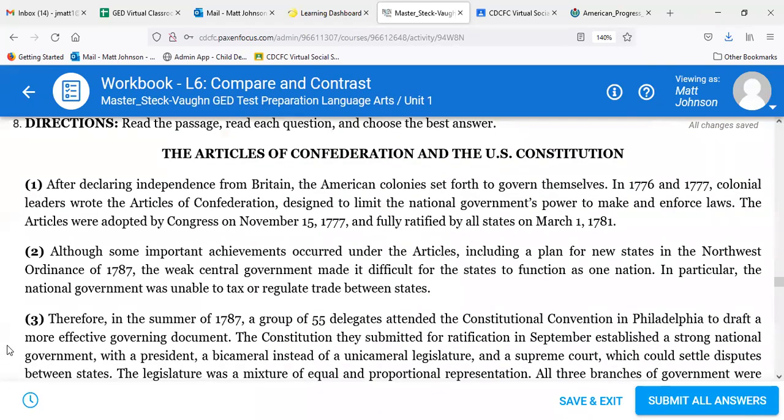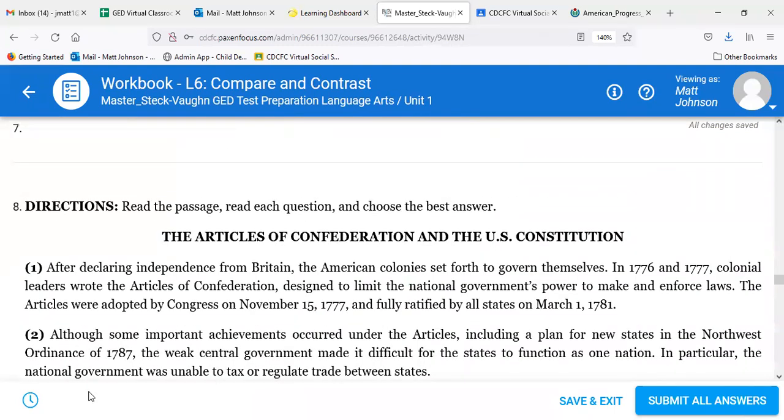All right, so Articles of Confederation and the U.S. Constitution. Again, here's our comparison right in the title. You can imagine that we're going to be talking about the Articles of Confederation, which predated the U.S. Constitution. That was our governing document before the U.S. Constitution. So let's see what it says here.